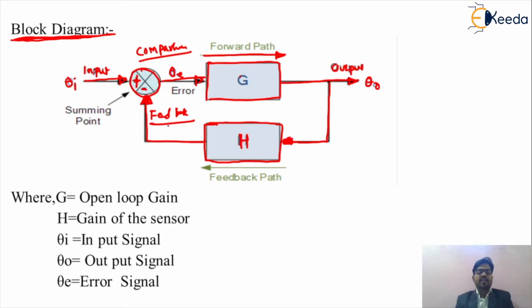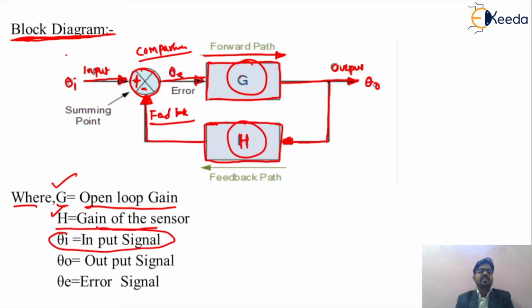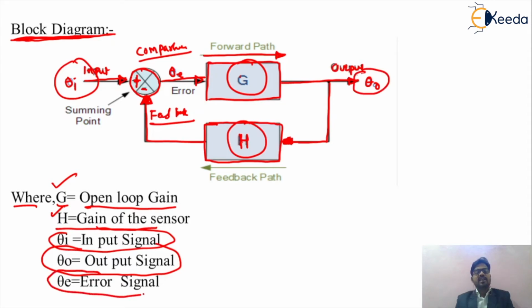So friends, this is called a block diagram representation, and in that block diagram, G is called the open loop gain of your system, and H is called the gain of the sensor. Theta i is the input signal given to your system. Theta 0 is the output signal of your system. And theta e is the error signal of your system.